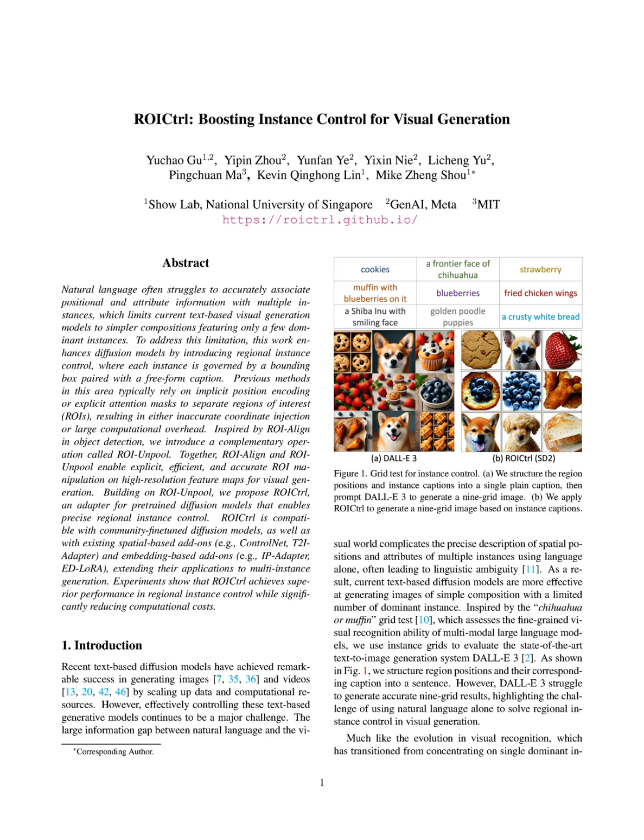ROICtrl aims to address the challenge of effective instance control in text-to-image generation, specifically the issues of spatial alignment and attribute leakage when generating images with multiple instances. Current methods struggle with accurately controlling the spatial positions and attributes of instances due to the limitations of using natural language alone, which often leads to linguistic ambiguity.